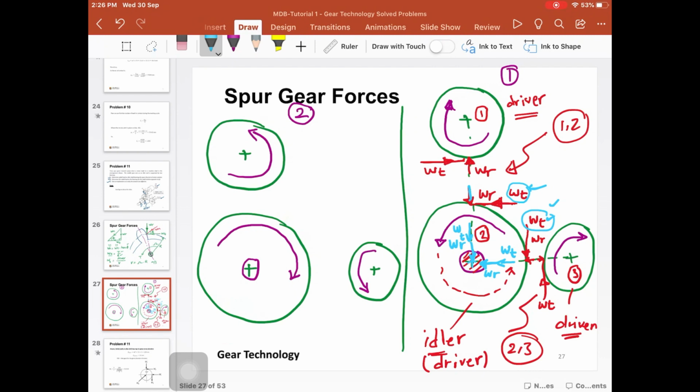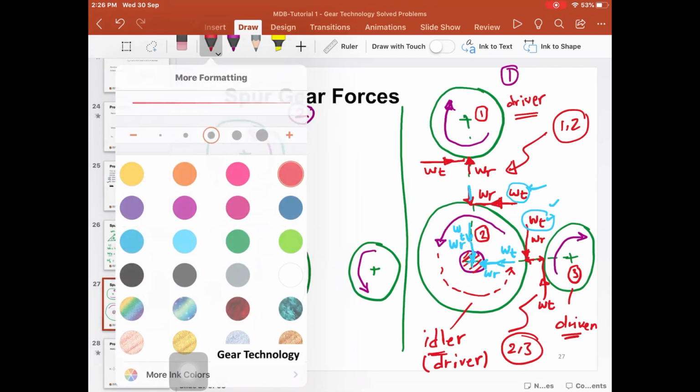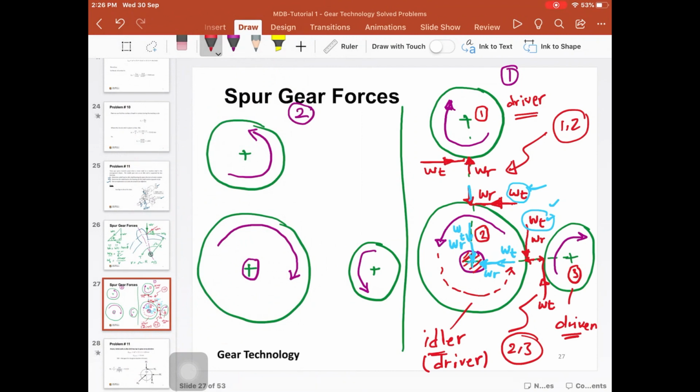For case two, the pinion here, or the driver in this case, rotates in the counterclockwise direction. So this is number one, this is number two, this is number three. Okay, then in this case we have here the driver, and this is the idler. If we consider 1 and 2, the idler here becomes the driven.